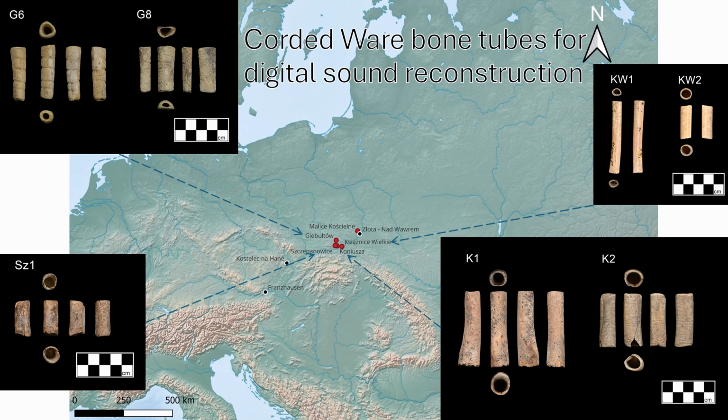Some of them, like finds from Giebułtów, G6 and G8, and K2 from Koniusza, bear traces of decoration. All the artifacts contain specifically elaborated ends on one or two sides. This brings the objects closer to being interpreted as edge flutes. In such instruments, the beveled end creates the sound.